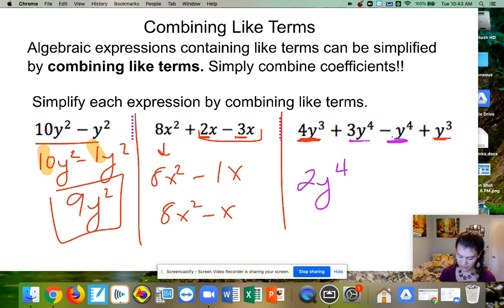Here we have a 4y cubed. I'm going to write the 1 in front of these. And then 1y cubed. So we're going to add 5y cubed. And that's your final answer.